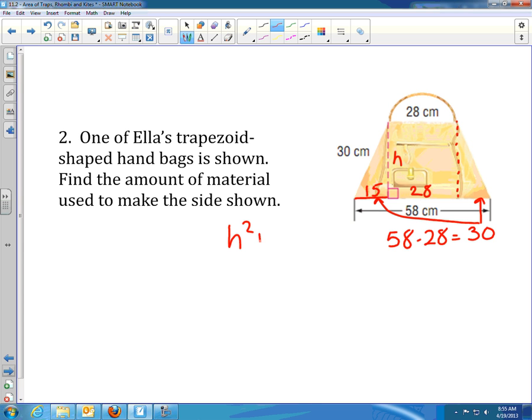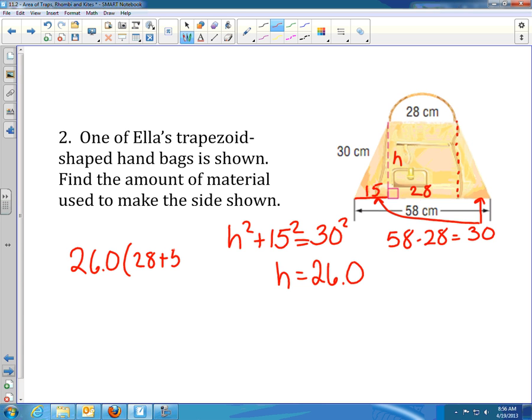So we go ahead and do our Pythagorean theorem. H squared plus 15 squared equals 30 squared. Go ahead and pause the video while you find out what the height is. And when we get our height, we got 25.98, and that 8 is going to tell the 9 to round up, and the 9 is going to tell the 25 to round up. So we're going to just put it as 26.0. So we know it didn't come out as 26 even. So now we have our height, and we're going to times it by the sum of our bases, and then we're going to divide by 2. And if you punch that into your calculator, we end up with our area of 1,118 centimeters squared.